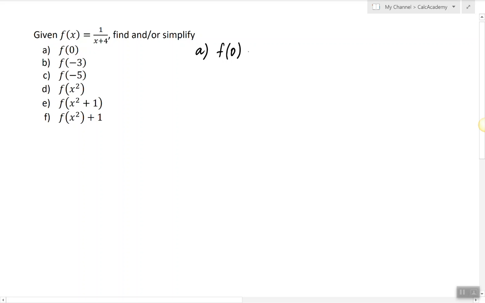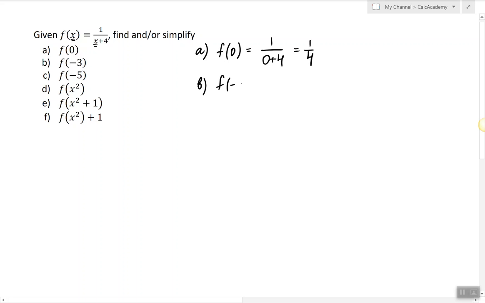So reading the function notation correctly means whenever I see x in the definition of a function, I will replace it with the given input. So f of 0 means we plug in 0 for x, and the answer is 1/4.